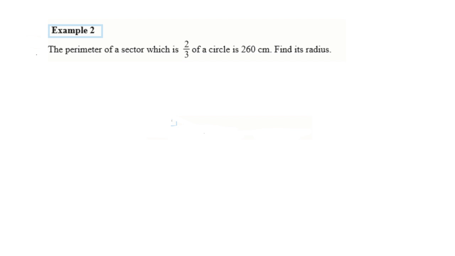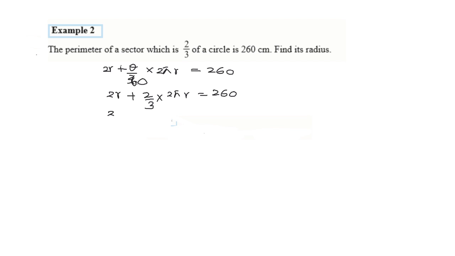Okay kids, now I am going to explain example 2. Read the question carefully. The perimeter of a sector which is 2/3 of a circle is 260 cm. Find its radius. Here you have the perimeter of sector. So what is the perimeter of sector? 2r plus theta over 360 into 2 pi r, which is the arc length, that is equal to 260. But they have given 2/3 of a circle. So then we have to write here 2r plus 2/3 of a circle, 2 pi r, that is equal to 260, which is the perimeter of the sector.